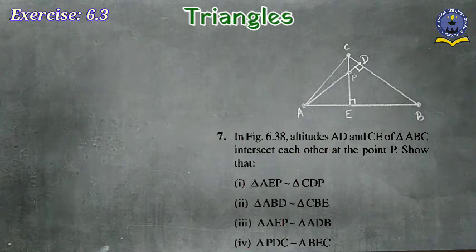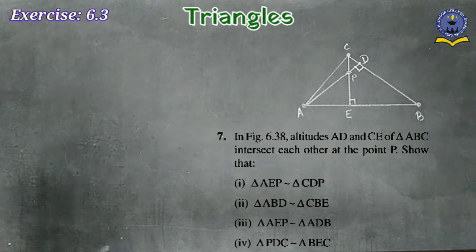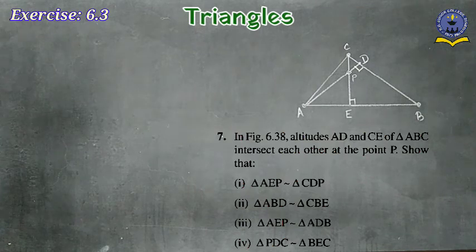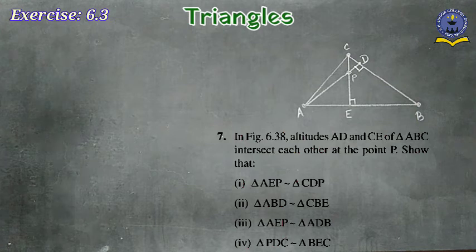Altitudes AD and CE of triangle ABC intersect each other at the point P. Here we need to prove that, first, triangle AEP is similar to CDP; second, ABD is similar to CBE; third, AEP is similar to ADB; and the last, PDC is similar to BEC. So these four pairs of triangles we have to prove similar. One by one we have to do.